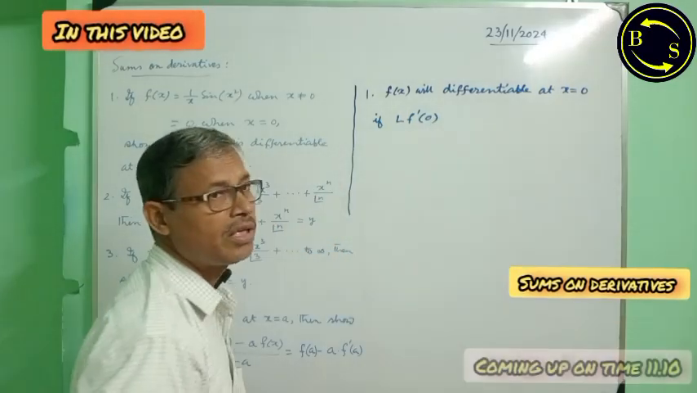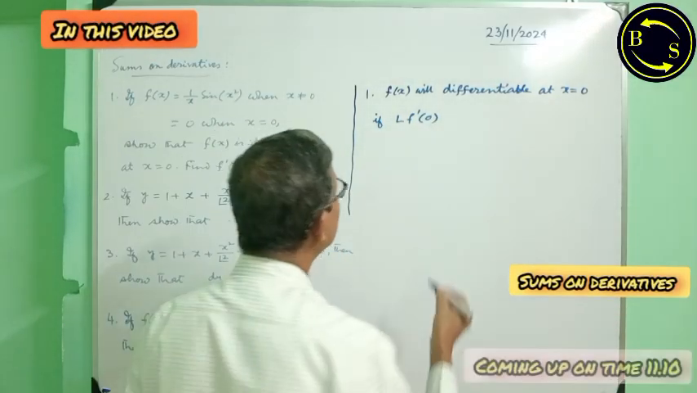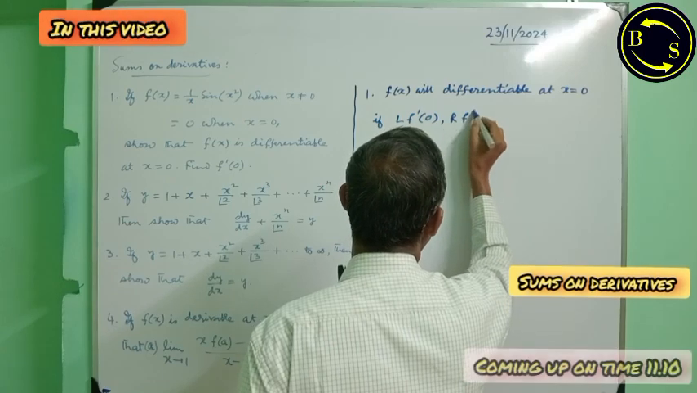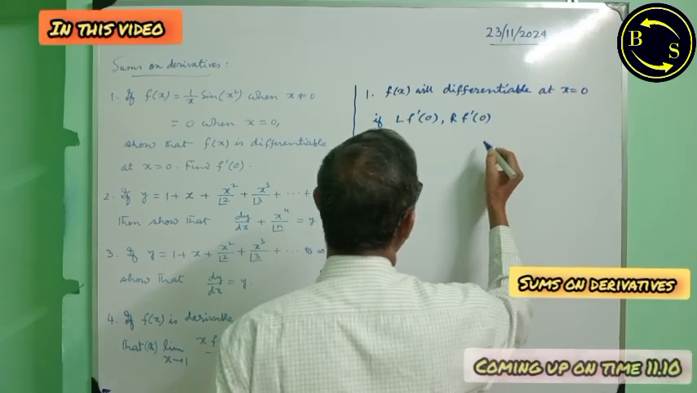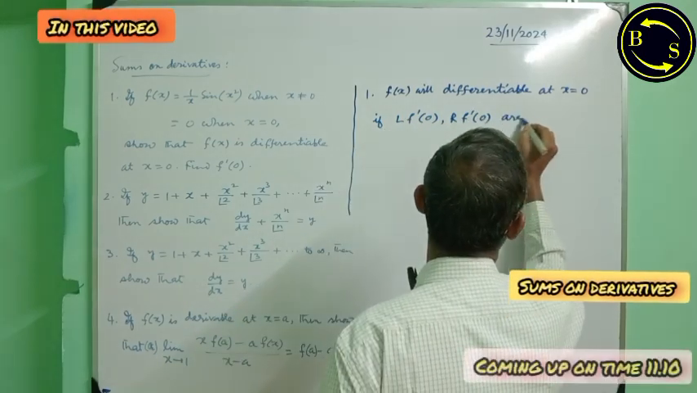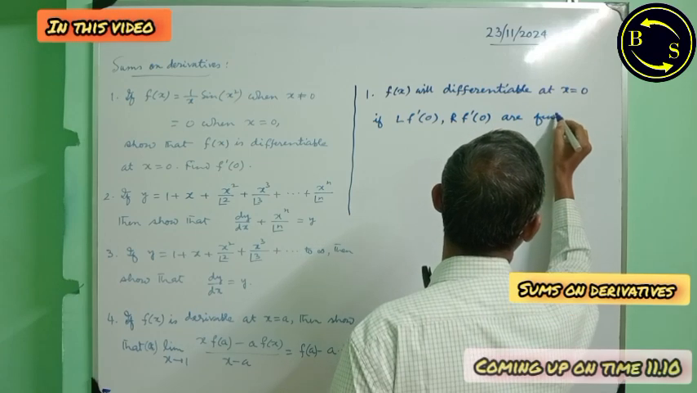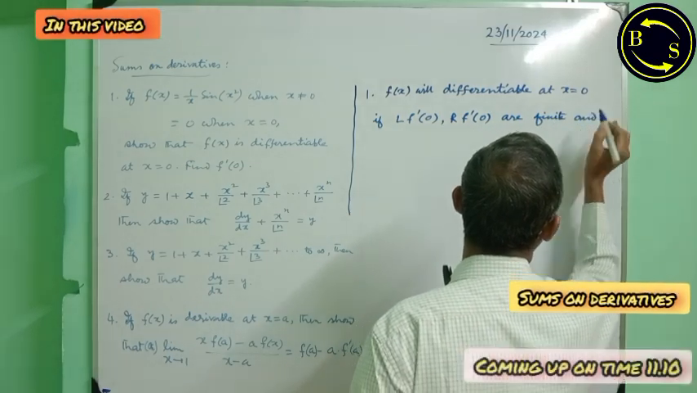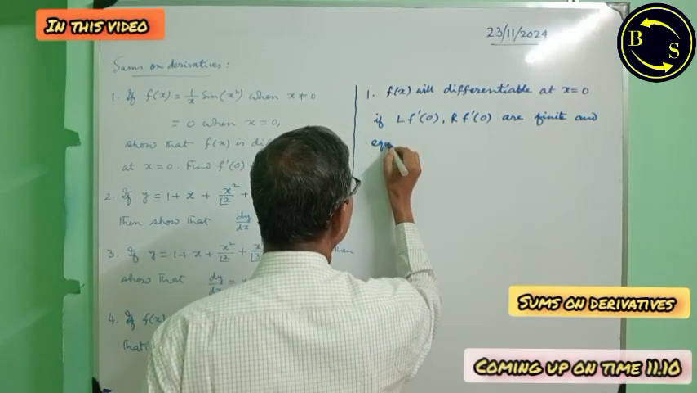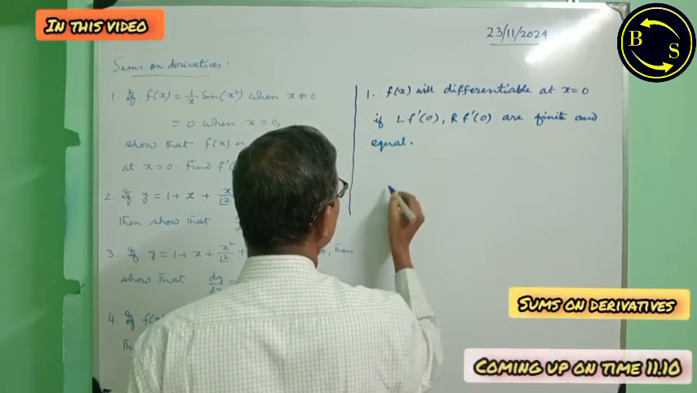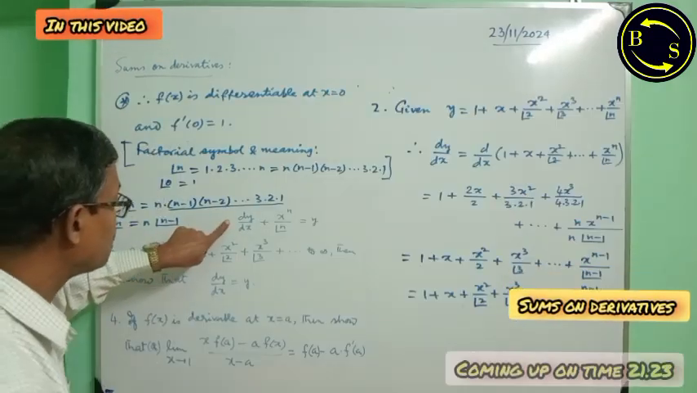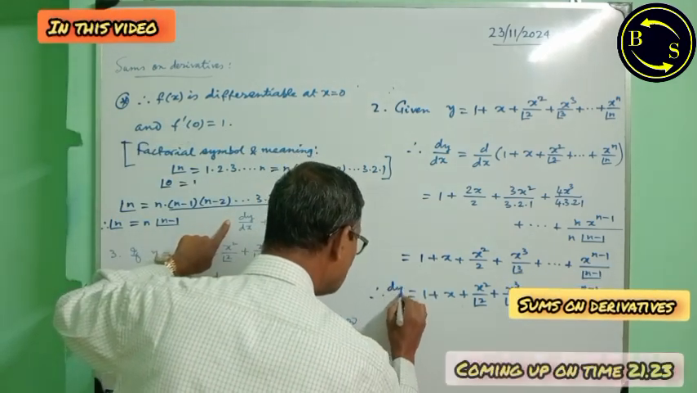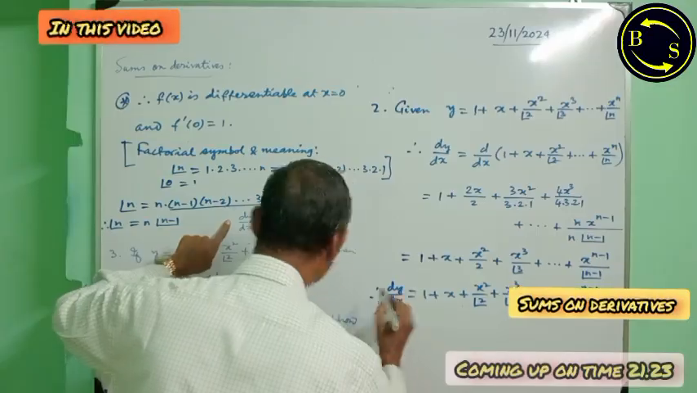That is, the left hand derivative at x equal to 0, f dash 0, and the right hand derivative are finite and equal. Now, to prove this result, we have got dy dx equal to this one.